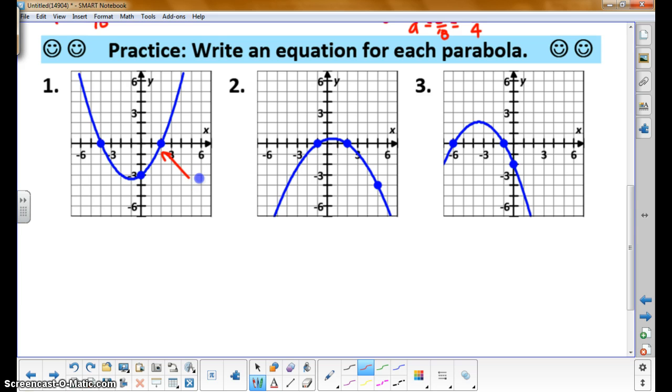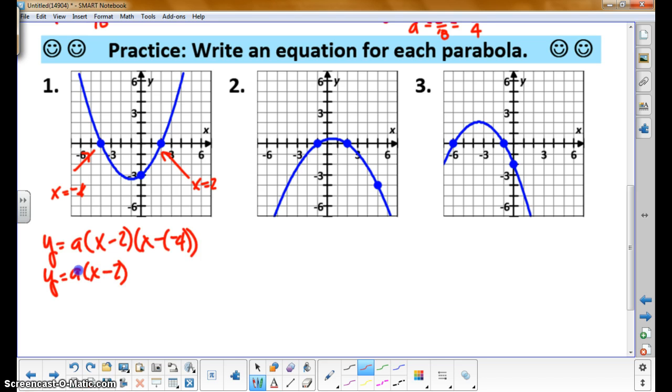So our 2 roots are at x is equal to 2 and x is equal to -4. So our base equation is y is equal to a times x minus 2, x minus -4. And that simplifies to y is equal to a times x minus 2, x plus 4. Now we're going to use this third point to figure out what a is. The x-coordinate of that third point is 0, and the y-coordinate is -3.